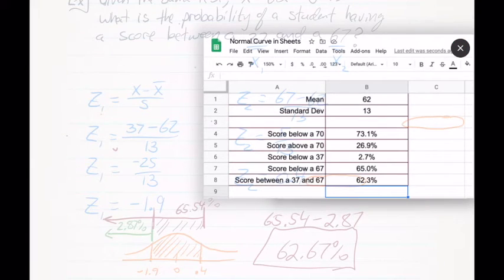Here's the between probability. And the table said 65.54%. Our spreadsheet says 65% even. Our table said 2.87%, but our spreadsheet said just 2.7%. And then when we subtract them, we get 62.3. So it's relatively close to even the approximation of the table. So the spreadsheet just gives a better answer because it has a larger number capacity.